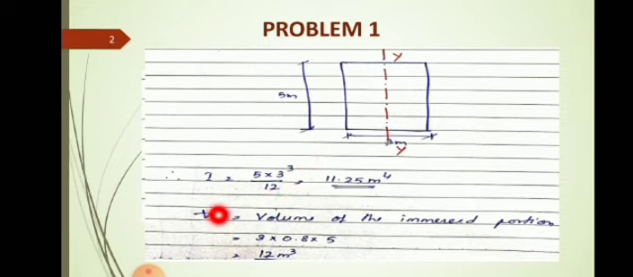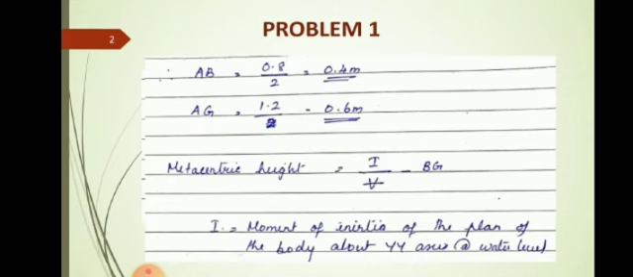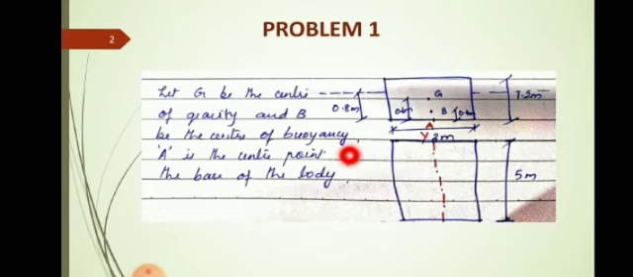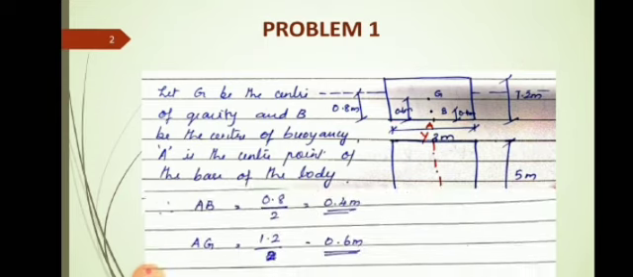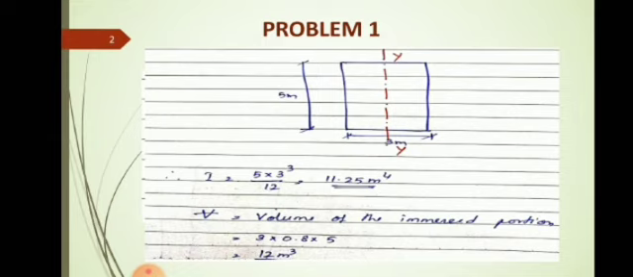Now V bar is the volume of the immersed portion. So see the figure again. So this much is the immersed portion. So what will be the volume of the immersed portion? 0.8 into 3 into the other dimension is 5 meter. So V bar is equal to 3 into 0.8 into 5 meter, 12 meter cube.